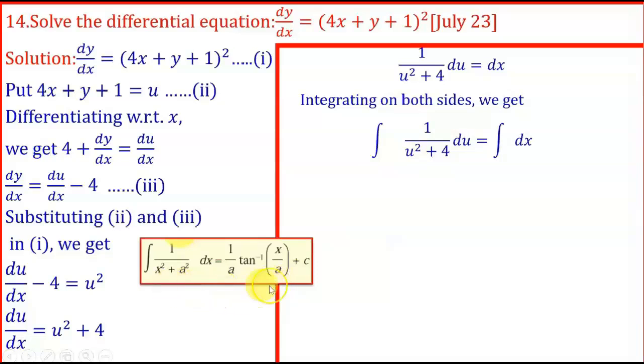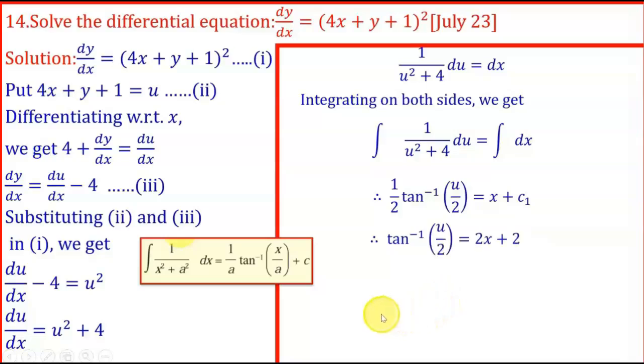It is nothing but in this form, that is 1 upon a tan inverse of x upon a. Here a is 2. Therefore, you will have 1 upon 2 tan inverse of u by 2. The integral of dx is x plus c1.